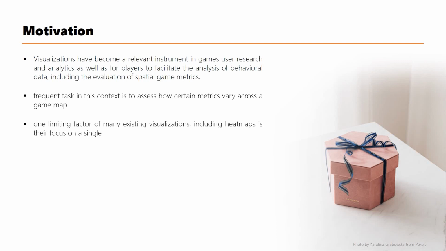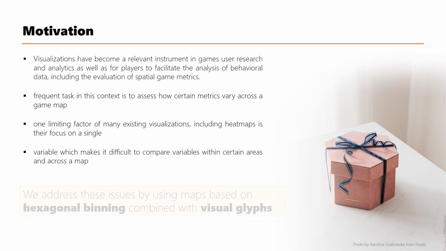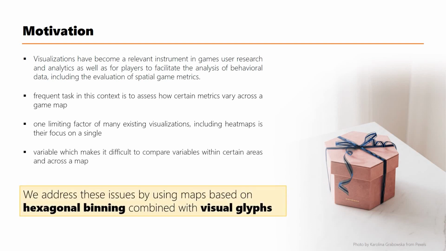However, one limiting factor of many existing visualizations, and this also includes heat maps, is the focus on a single variable. And this makes it difficult to compare multiple variables against each other and also across a map. Here, we address these issues by using maps based on hexagonal binning combined with visual glyphs to encode multivariate data.